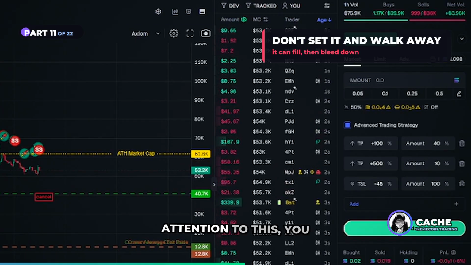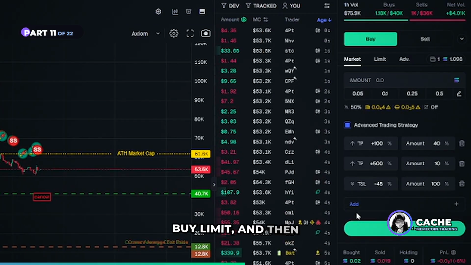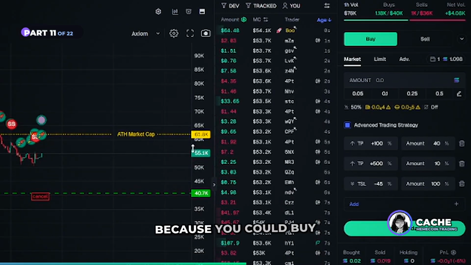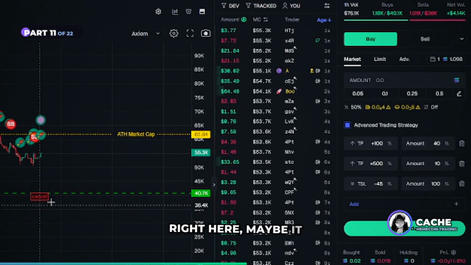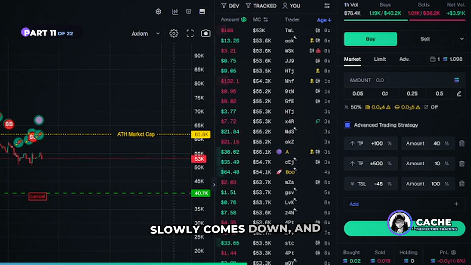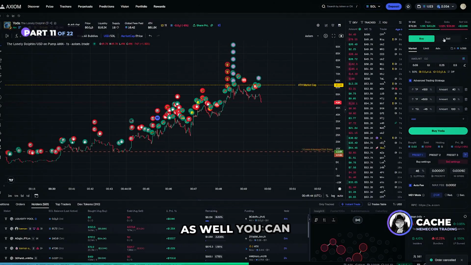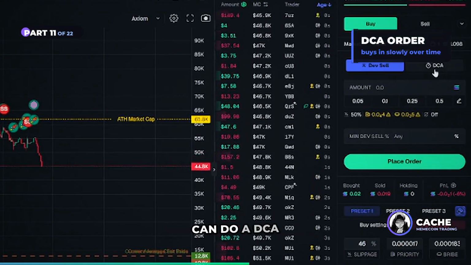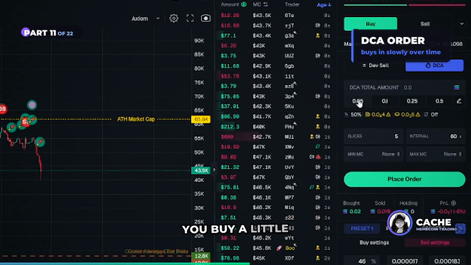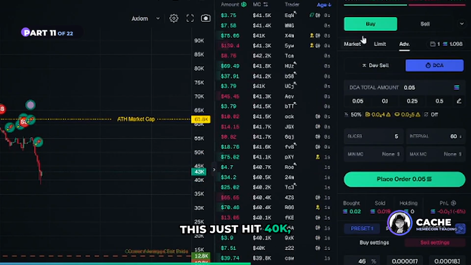Now you really got to pay attention to this. You can't just do a buy limit and then go off for the rest of the day, because you could buy right here, maybe it goes up a little bit and then it just slowly comes down. And that's really going to hurt you in the end, right? As well, you can go to advanced. You can do a DCA order, which will make you buy a little bit over time. See, this just hit 40k.